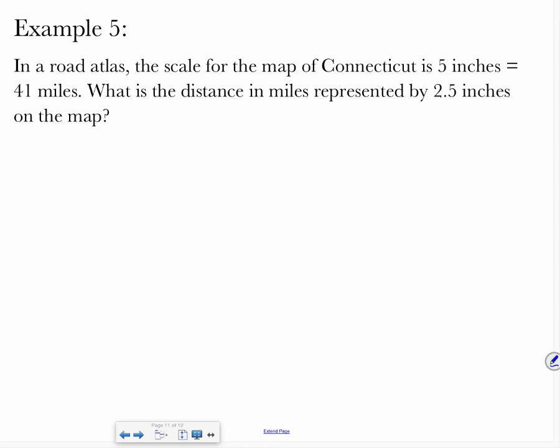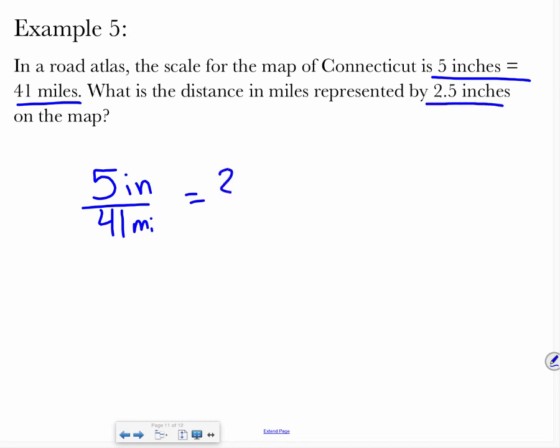Okay, so highlighting some important information. I know 5 inches equals 41 miles. So 5 inches is 41 miles. And then we want to know what is the distance in miles represented by 2.5 inches. So 2.5 inches, and we want to know the miles.